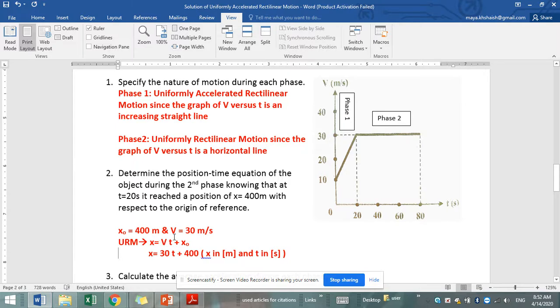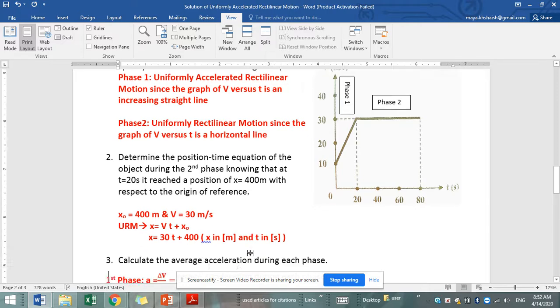URM, whether URM is x equal vt plus x0. Now in the URM it doesn't differ the initial from the second from the first speed because it is constant. So x equal vt plus x0. Substituting, we are given x0 and v in the SI unit, so we simply substitute x equal 30t plus 400, where x is in meter and t is in seconds.